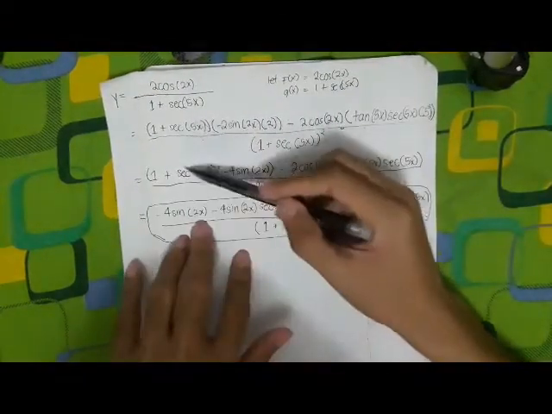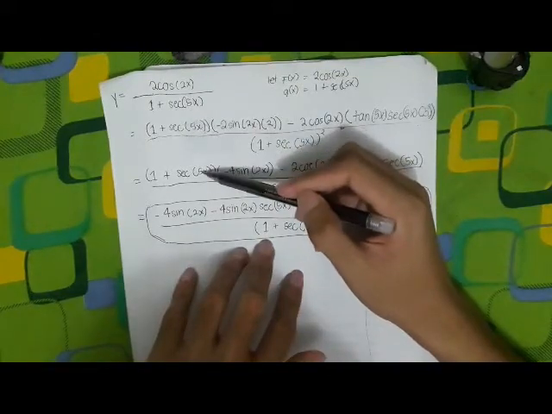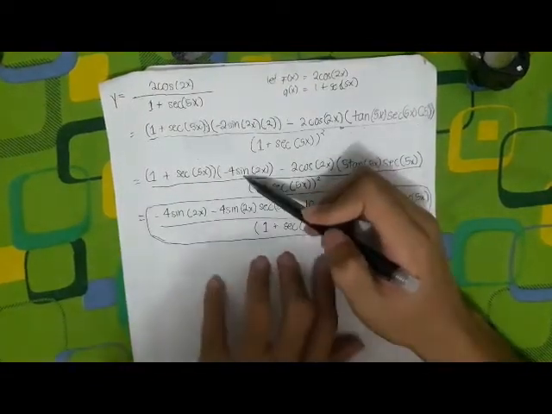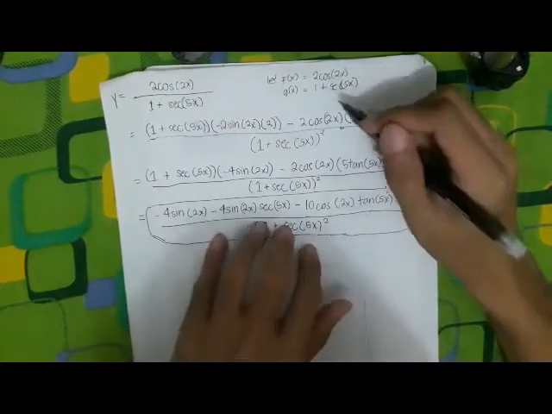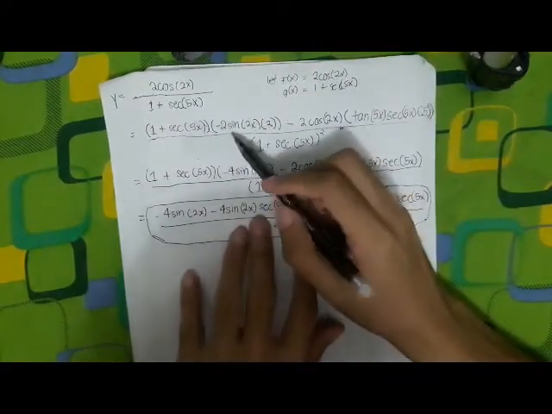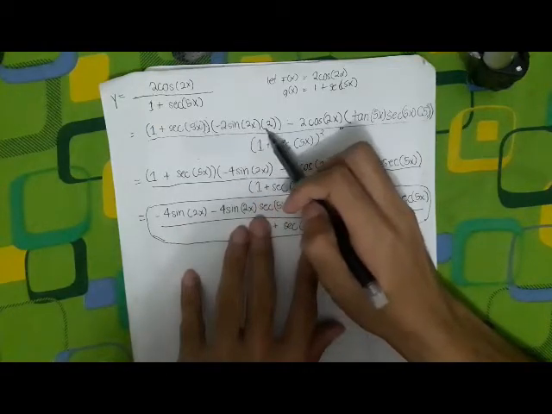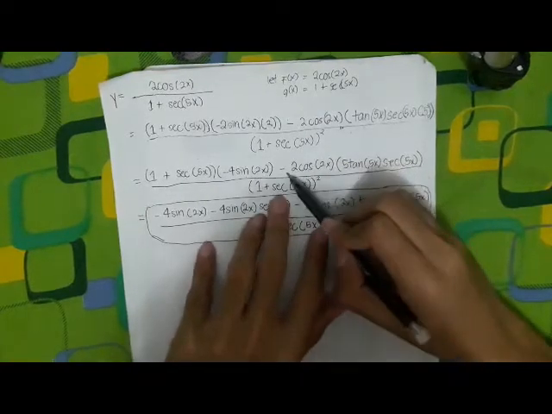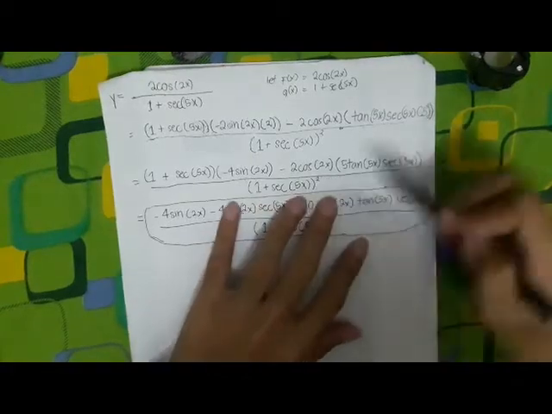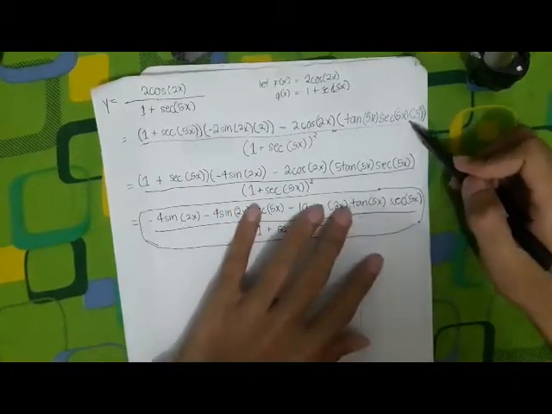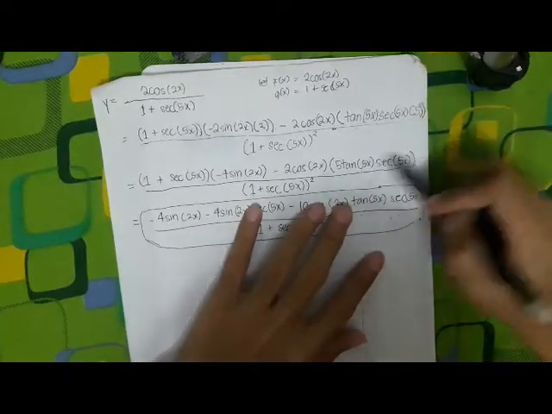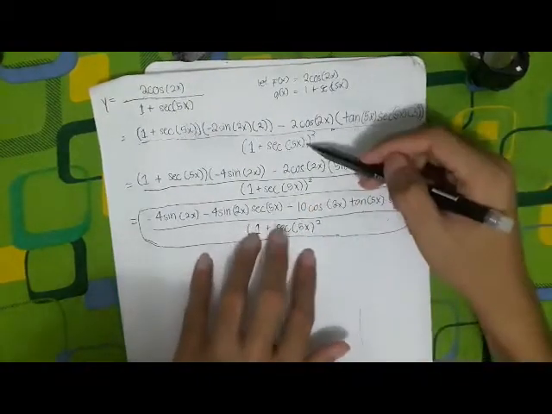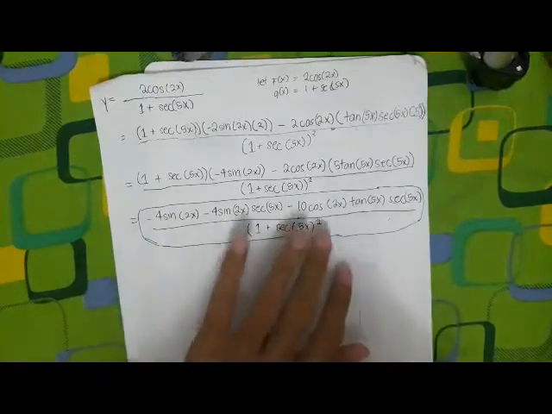Now we simplify the equation further. So we have (1 plus secant 5x) times the derivative of f of x, which is negative 2 sine 2x times 2, which will be negative 4 sine 2x, minus 2 cos 2x times tan 5x secant 5x times 5, which will be 5 tan 5x secant 5x, over the denominator, which is (1 plus secant 5x) to the power of 2.